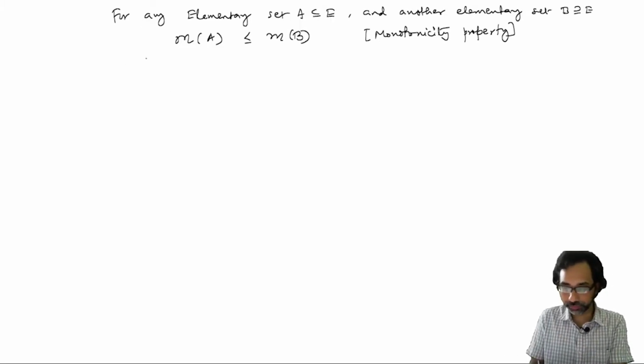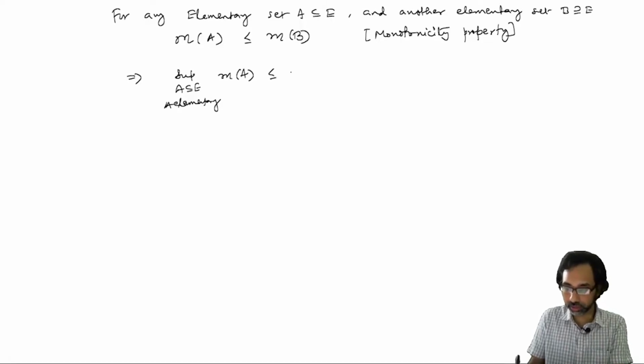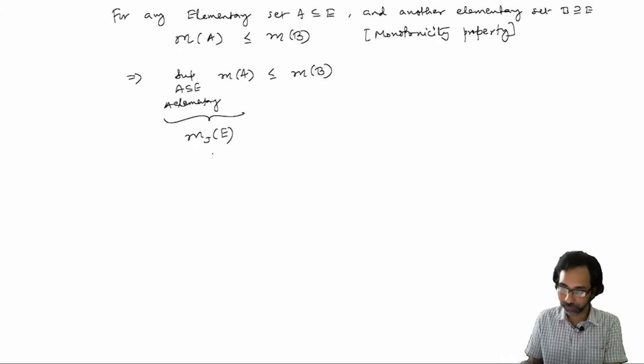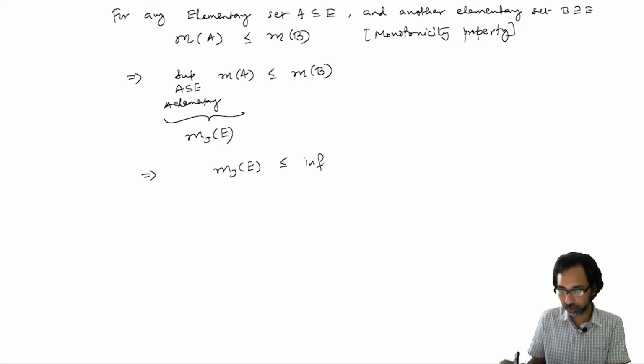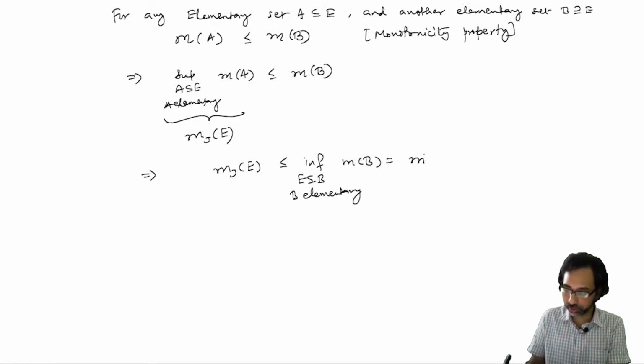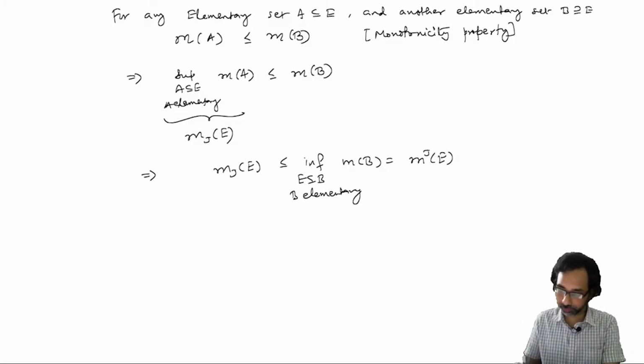Now, if you take the supremum on the left side first over all elementary subsets of E, this is less than or equal to the measure of B. Now this is nothing but the inner Jordan measure of E. On the right hand side, I take the infimum over all elementary supersets of E, and this is nothing but the outer Jordan measure of E. Therefore, the inner Jordan measure is always bounded above by the outer Jordan measure.